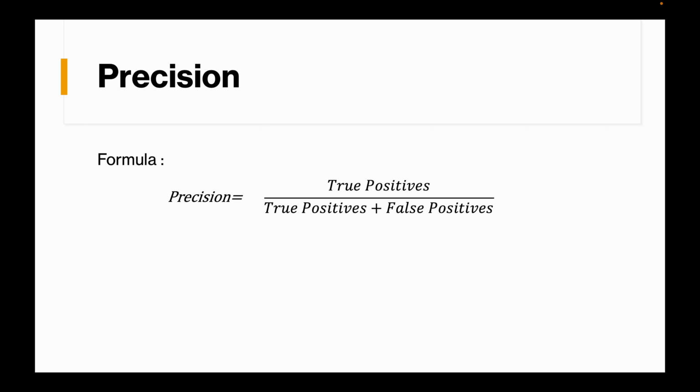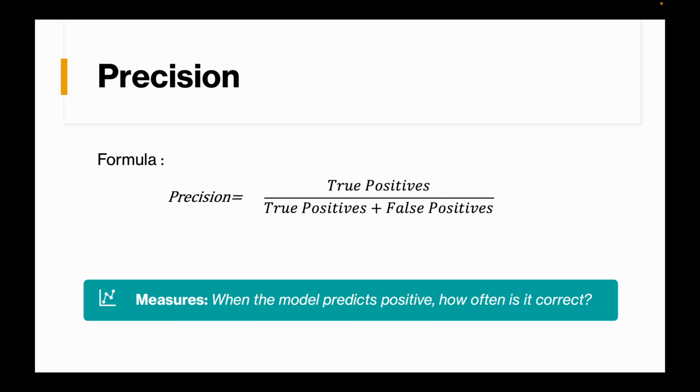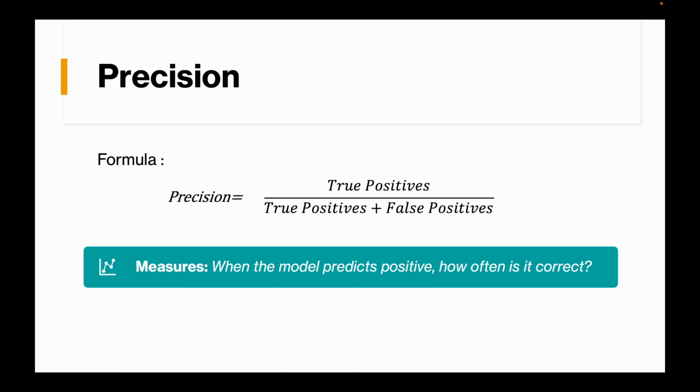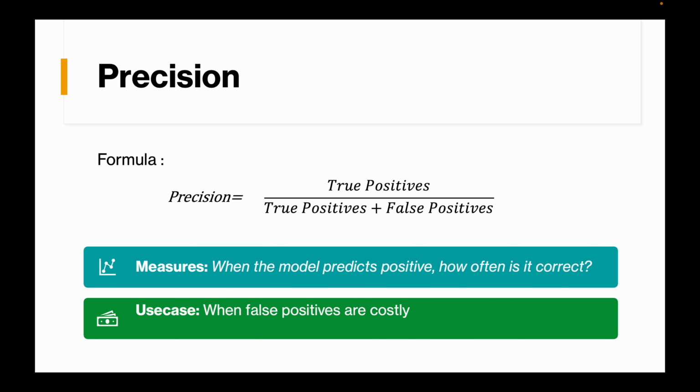Precision. The formula for precision is precision equals true positives divided by true positives plus false positives. And the measure is, precision gives an answer to the question: when the model predicts positive, how often is it correct? And the use case for this is when false positives are costly. For example, spam detection or fraud alerts.